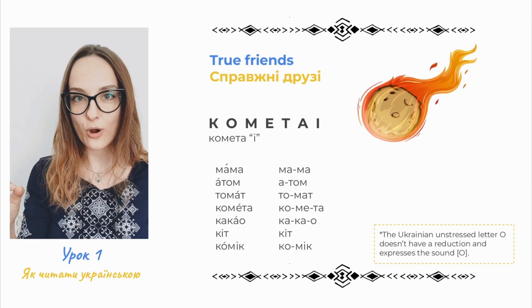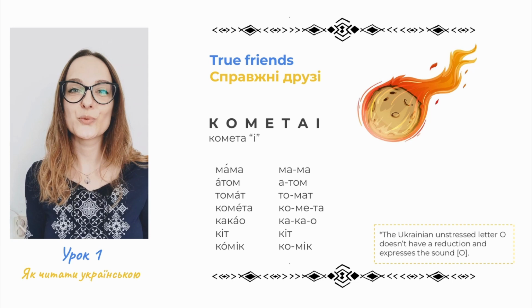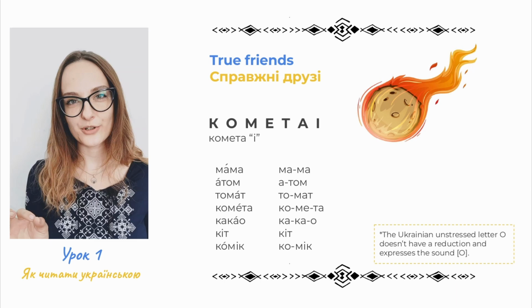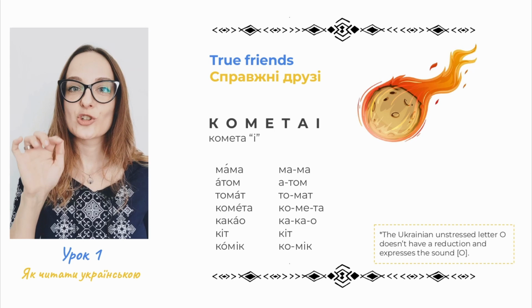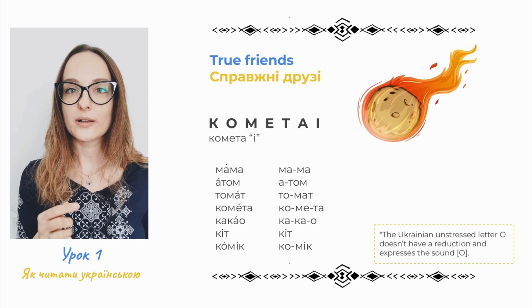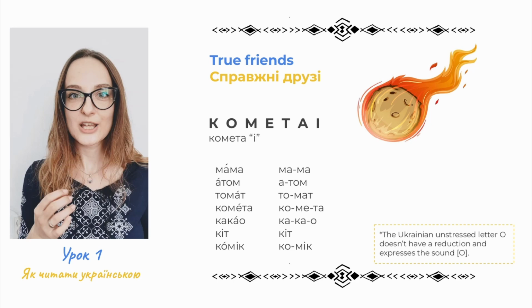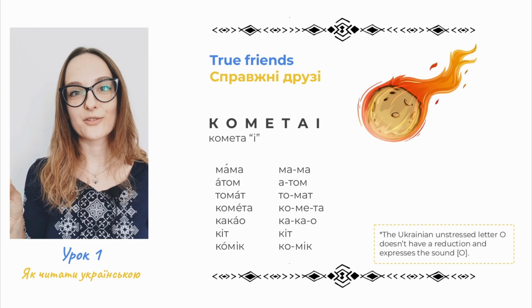By the way, among these words, there is a sound T, which in Ukrainian is a little bit different from the English one. When we say Ukrainian T, we touch our upper teeth with our tongue, while in English we touch the alveoli, right? So the sound is a little bit different, and if you use this little trick, you can reduce your accent in Ukrainian.